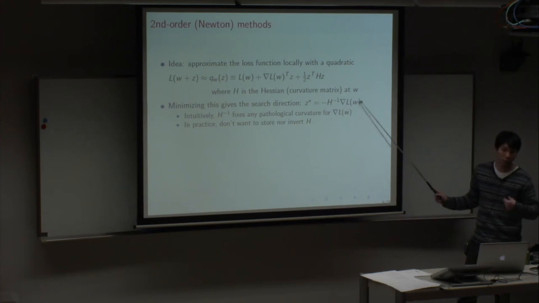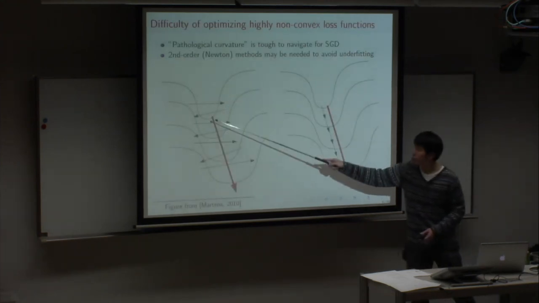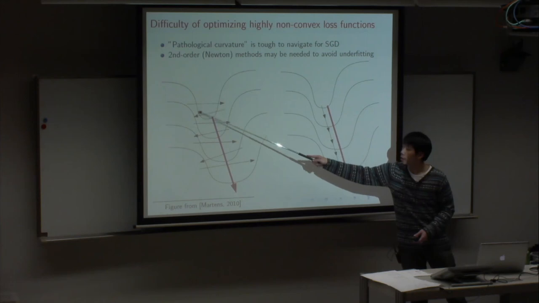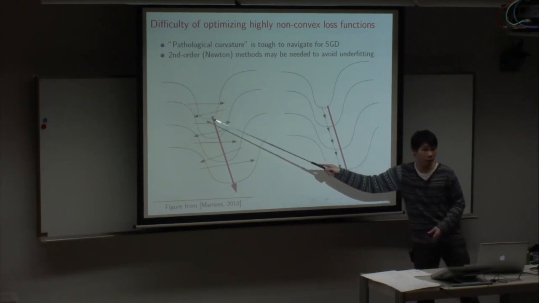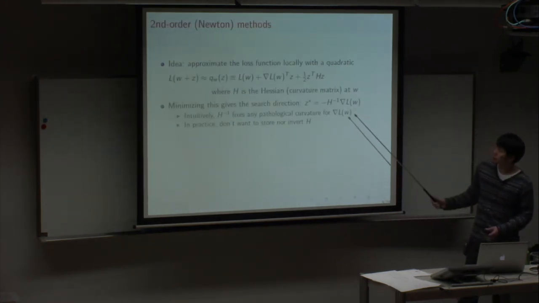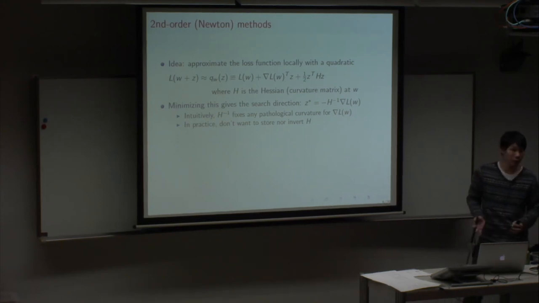Right, so actually, intuitively, this makes a lot of sense. Basically, it means that the best direction is not the gradient direction, but it's the gradient direction scaled by the curvature. Right? So in this case, if you know the curvature, this part is very steep, then you will scale it so that it doesn't go that far in that direction. So basically, the Hessian comes about as a way to fix, sort of normalize, this pathological curvature.